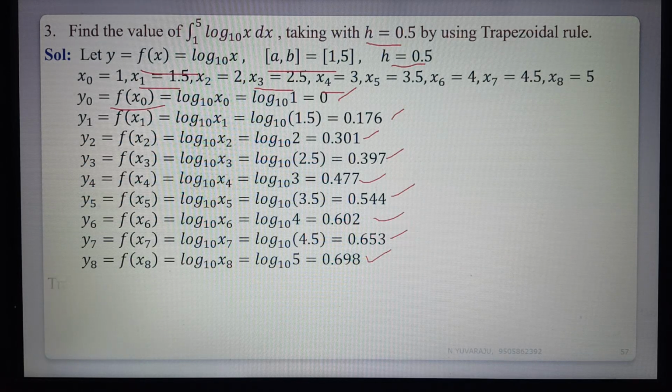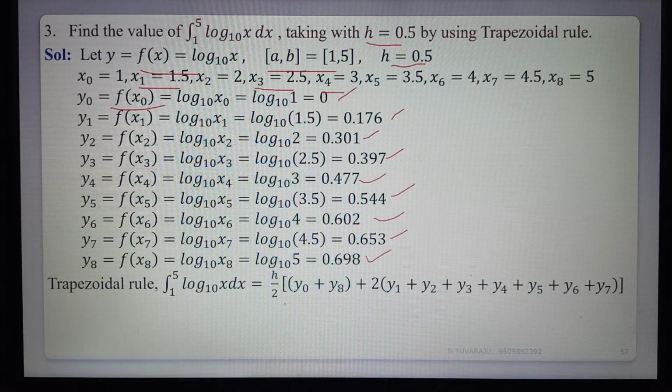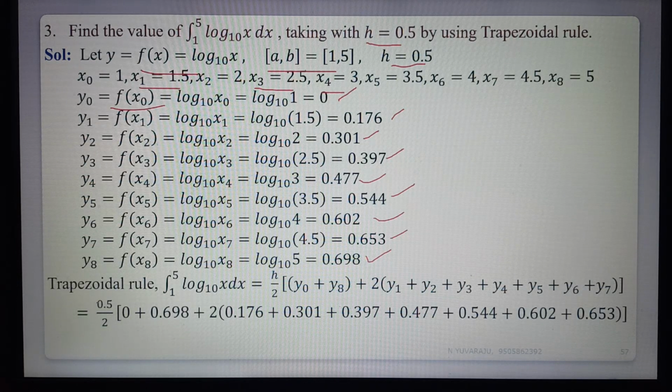So using the trapezoidal rule, h by 2 into y0 plus y8 plus 2 into y1 plus y2 and so on up to y7. Substituting all values here, 0.5 by 2, where h is the step length 0.5 given, y0 plus y8, 2 into y1, y2, y3, y4, y5, y6, y7. On simplification we get 1.7495. This is the approximation value of the given integration of log x base 10 in the interval 1 to 5. Okay?